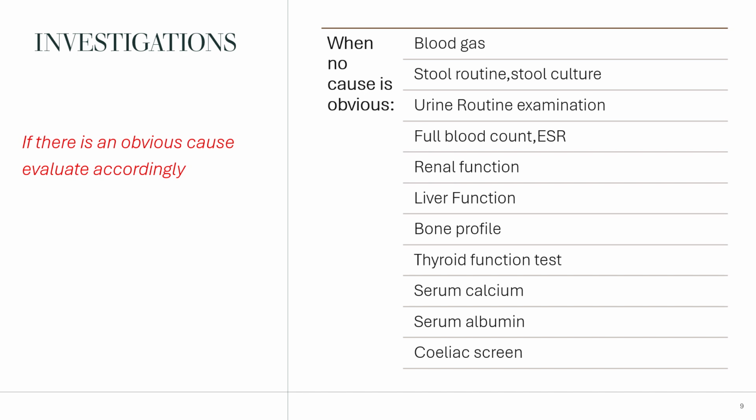You have to do a blood gas, a stool routine and a stool culture. Urine routine examination should be done, full blood count, ESR, renal function and liver function, phosphorus and alkaline phosphatase, that is the bone profile, thyroid function test, serum calcium, serum albumin and celiac screen. These are the basic things to be done in such a child.